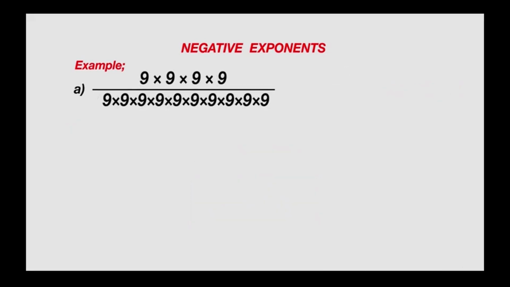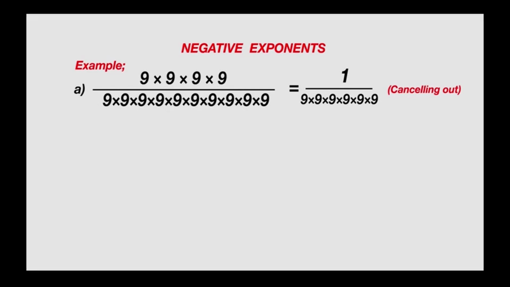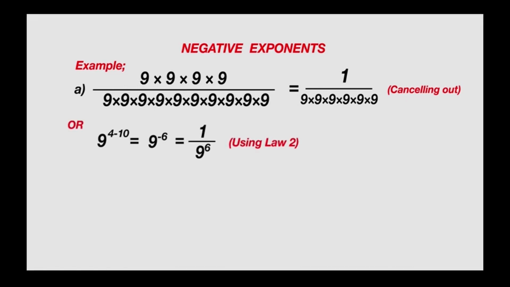Once again, we want to divide 9 multiplied by itself 4 times by 9 multiplied by itself 10 times. You can cancel out. You end up with 1 divided by 9 multiplied by itself 6 times, which is 1 over 9 raised to the power 6. On the other hand, we can use the division law to work the question in exponent form. So we have 9 raised to the power 4 minus 10 to be equal to 1 over 9 raised to the power 6. Now, 9 raised to the power 4 minus 10 gives us 9 to the power negative 6. And that is equal to 1 over 9 to the power 6.